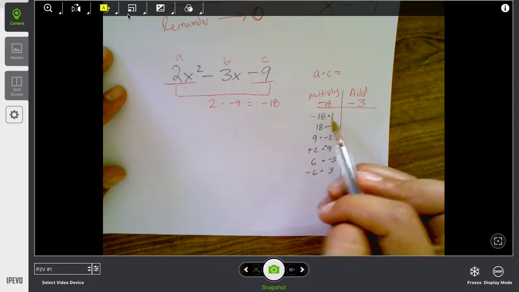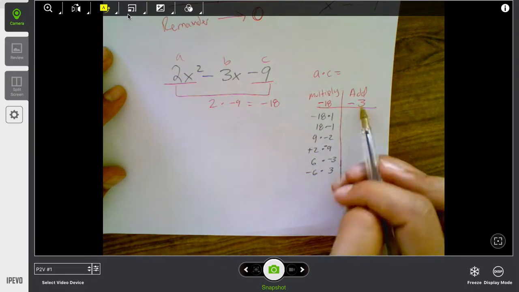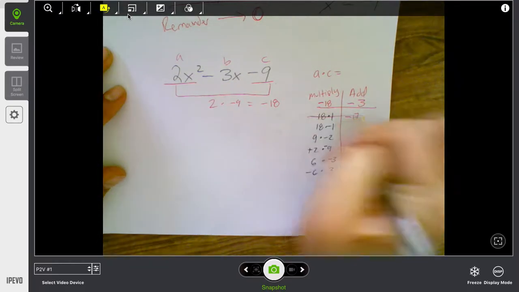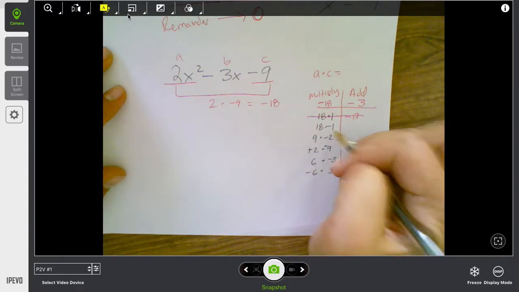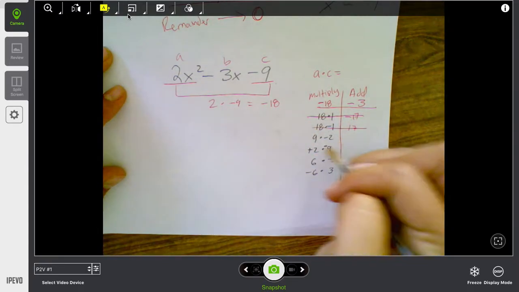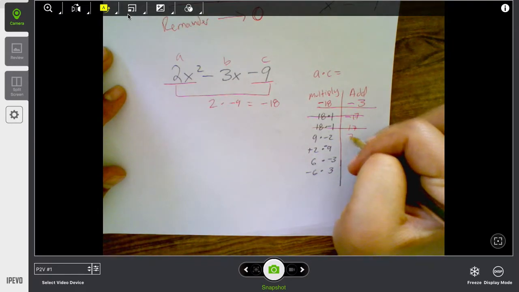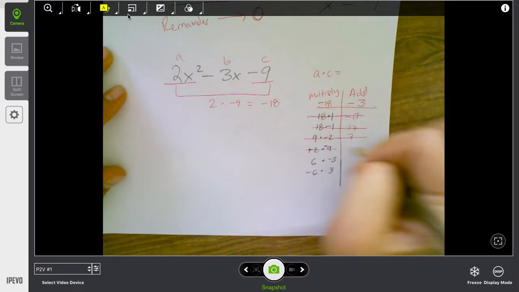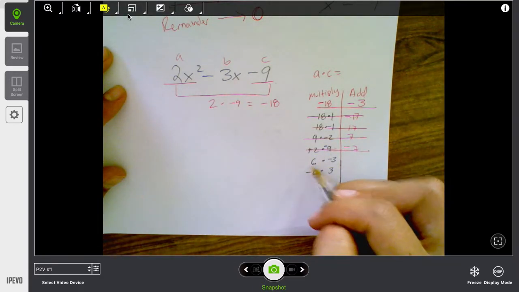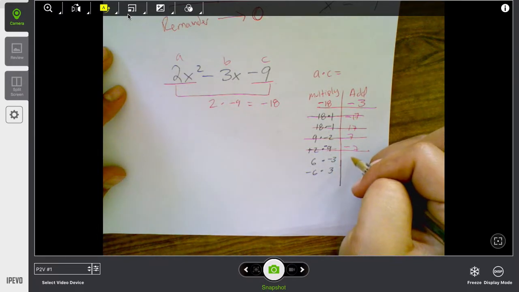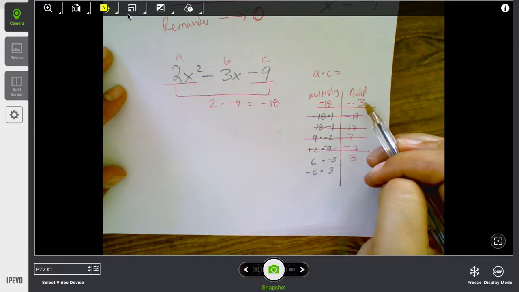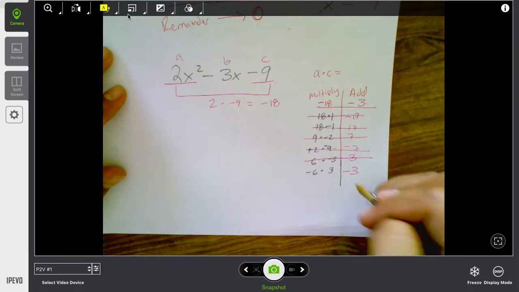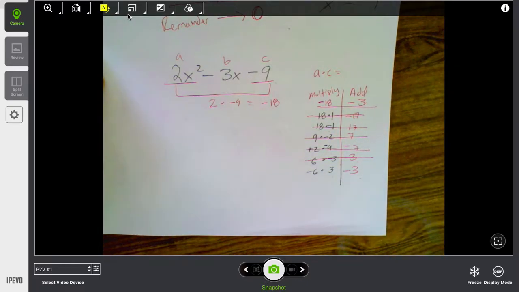So let's see, negative 18 plus 1 is negative 17. That's not it. 18 plus negative 1 is positive 17. No. 9 plus negative 2 is 7. No. 2 plus negative 9 is negative 7. Nope. 6 plus negative 3 is positive 3. I'm looking for negative 3. Negative 6 plus 3 is negative 3. So this one definitely, no. This looks like it's my answer. Well, part of my answer.